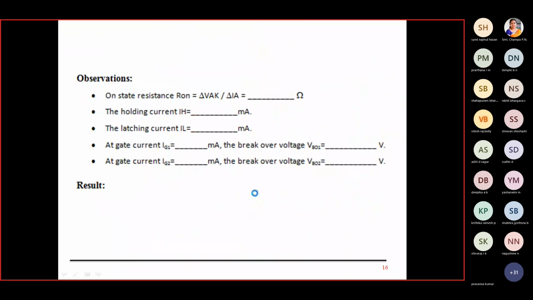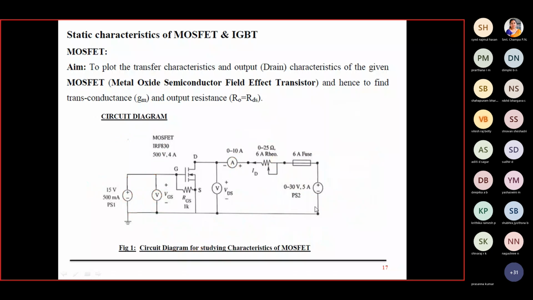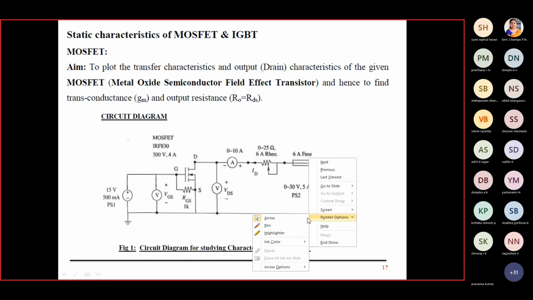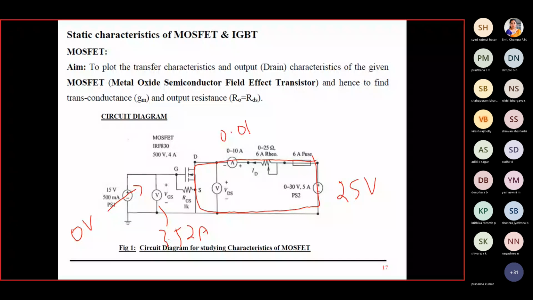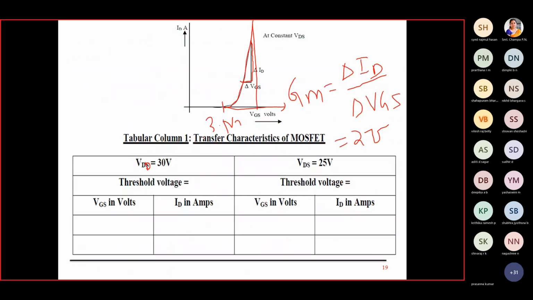Next, again set your VDD or PS2 to 25 volts. You can keep 20 also, no problem, but maybe 25 volt. Gradually increase this from 0 volts onwards. Again at somewhere around 3.5 or 5.2, not exactly the previous value, a small drain current flows, that current is 0.01 amps. So this is my VGS threshold, which I have to note in the first reading. 3.5 and 0.01 are the values. I have to write it here.